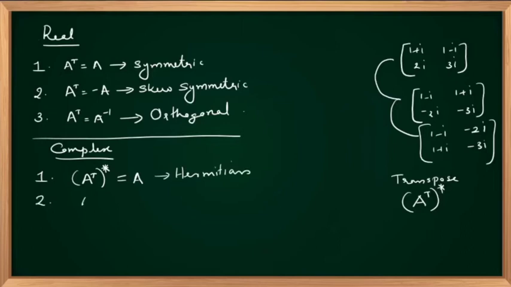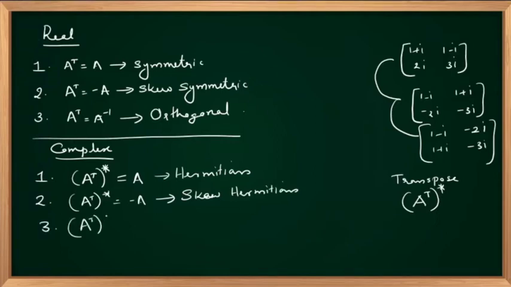So the second will be A transpose whole conjugate equal to minus A. What it will be called? You can guess. It will be skew Hermitian. Skew Hermitian matrix. And the third one is A transpose whole conjugate equal to A inverse. And the corresponding one in real is orthogonal, but here we call the name unitary matrix.